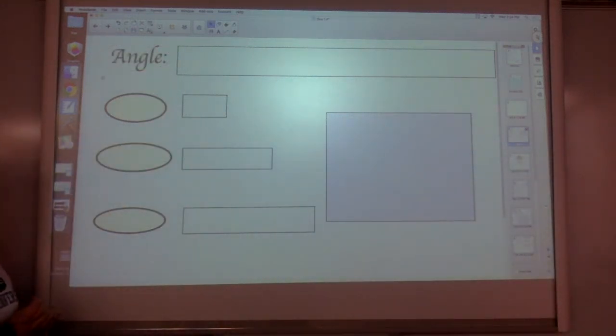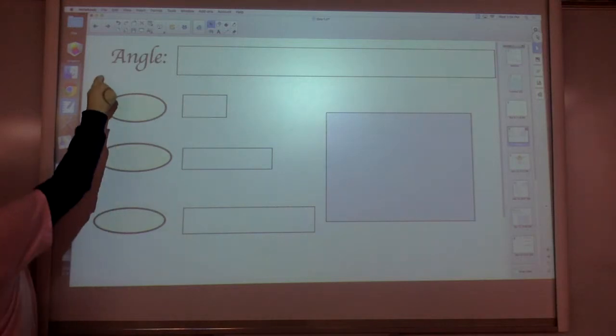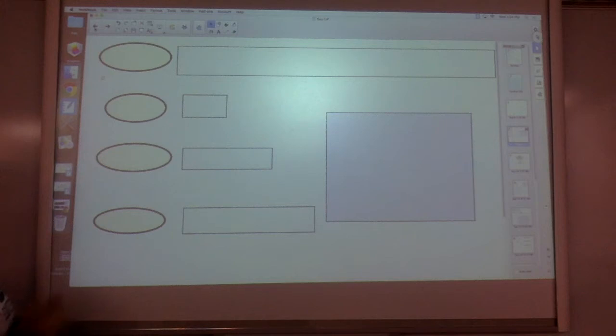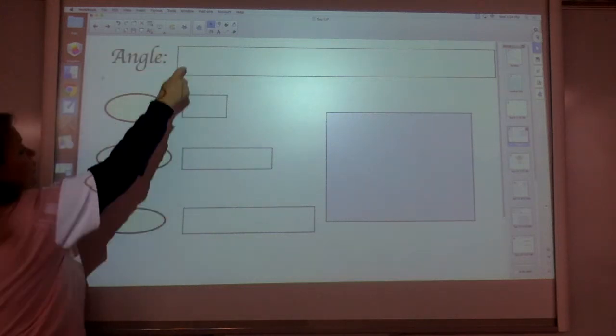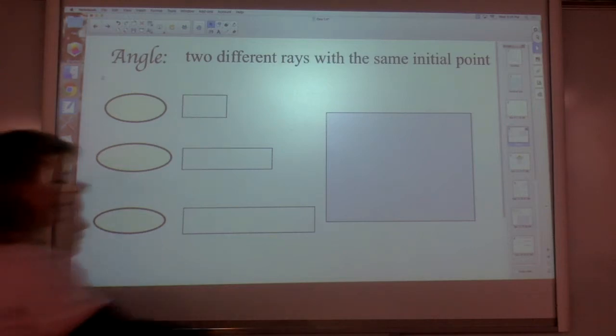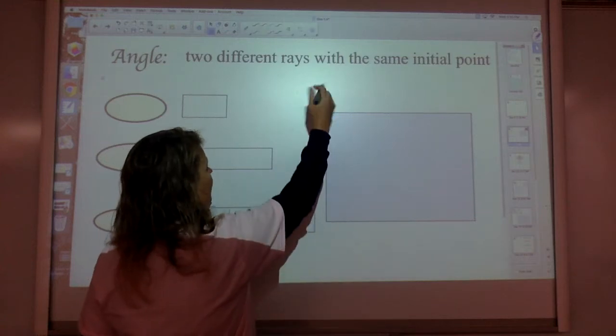Spell it correctly, please. A-N-G-L-E. Not this. That would be me. This. An angle, not an angel. An angle is two different rays with the same initial point. Two different rays with the same initial point. Sounds an awful lot like opposite rays, but they do not have to be opposite.